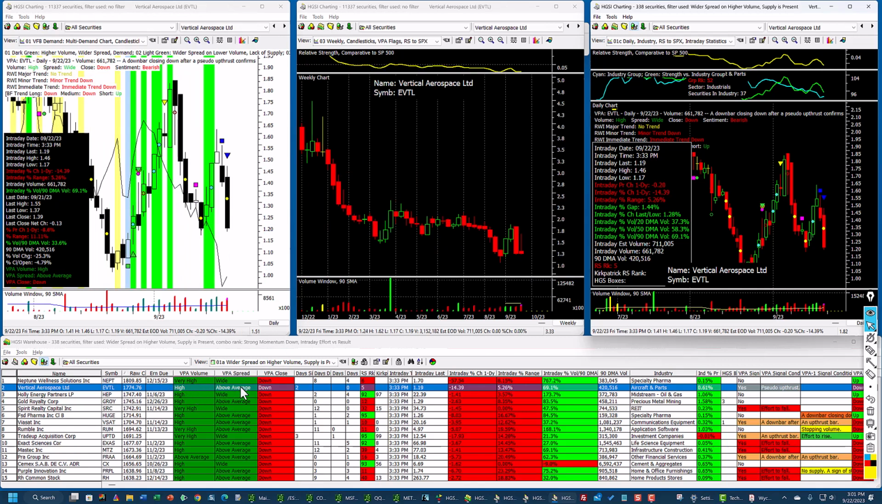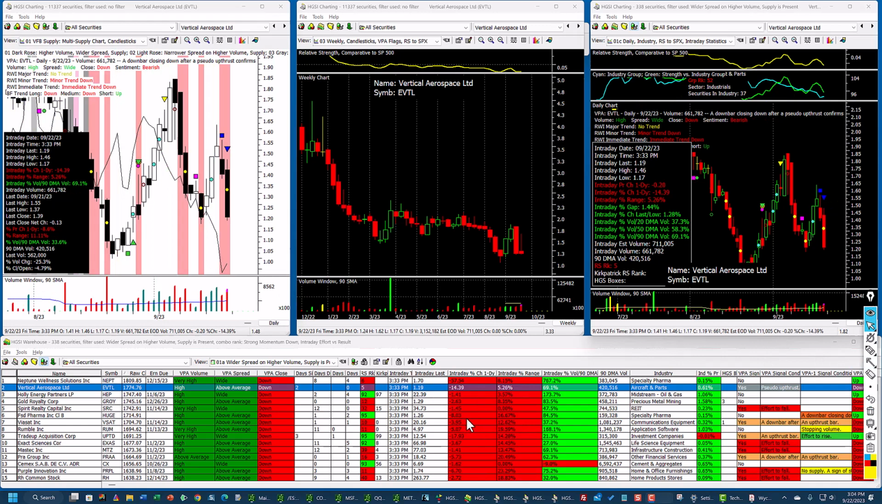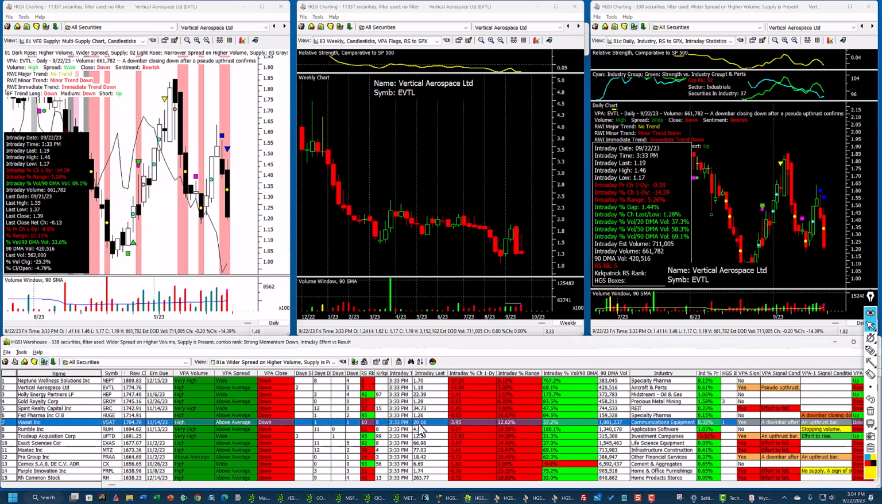Let's take a look at another one. Volume was high, spread was above average and down. This is yesterday, right here. Bring this up, point this out. Volume high, spread above average, closed down, bearish, and it followed through today. This is a cheap, inexpensive stock. Okay, there's a lot of inexpensive ones in here. How about this one right here?